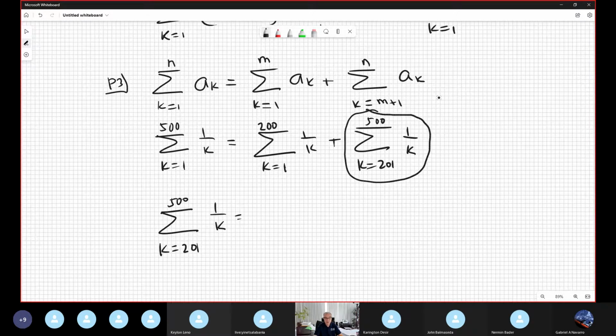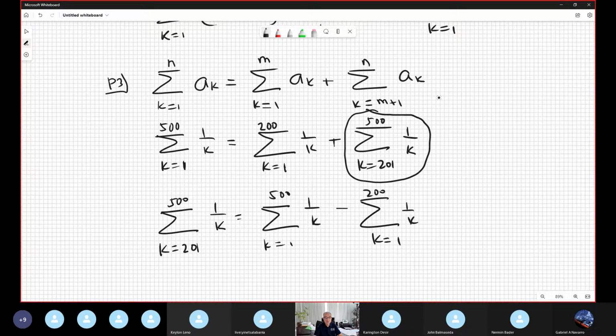However, you have no formula to compute that. However, you know the formula very well when k is 1. So basically, I compute this summation and subtract, so I minus this summation, and you compare it from 201 to 500. When the limit is not 1, you apply that property, but in the opposite direction.